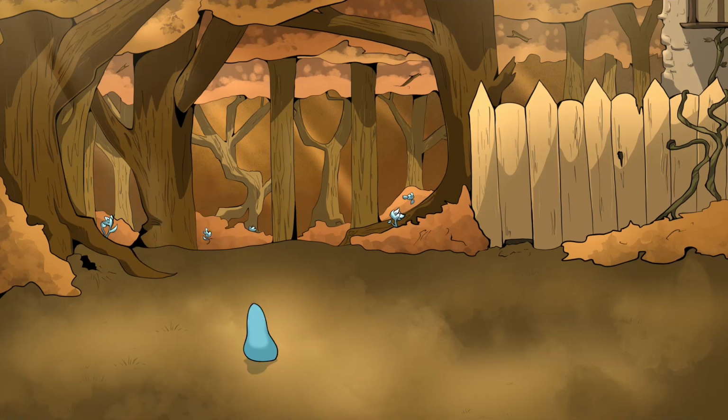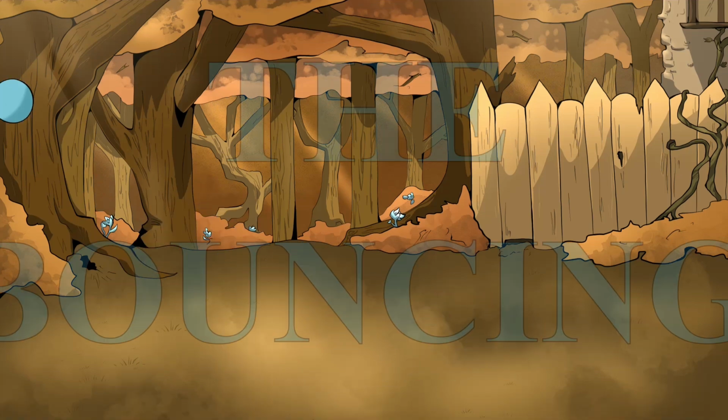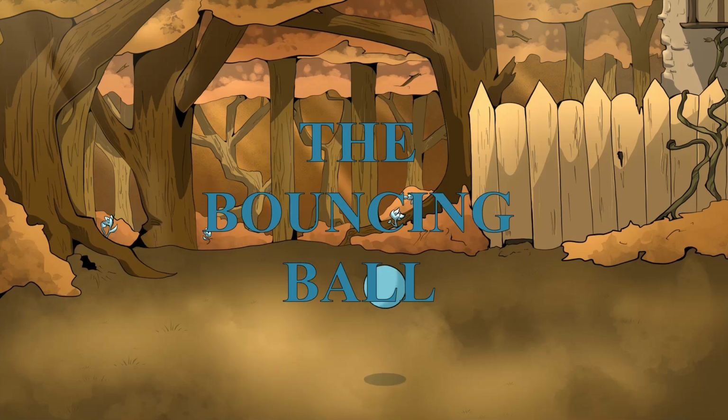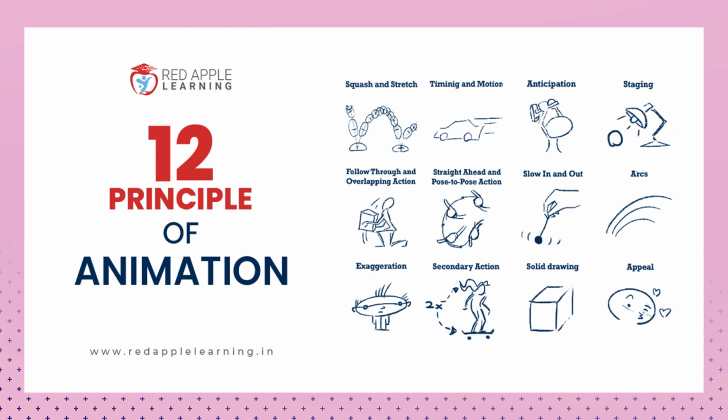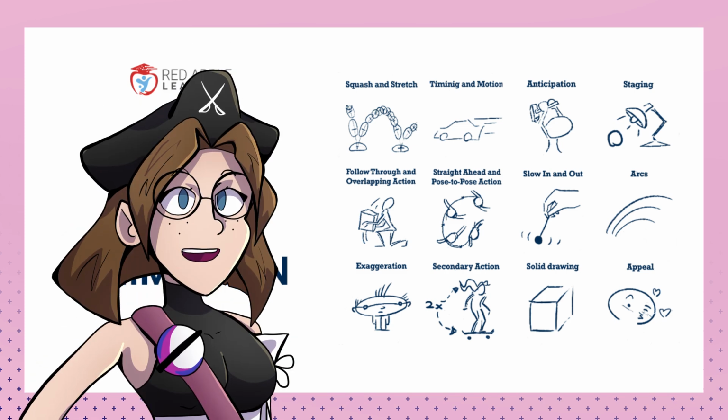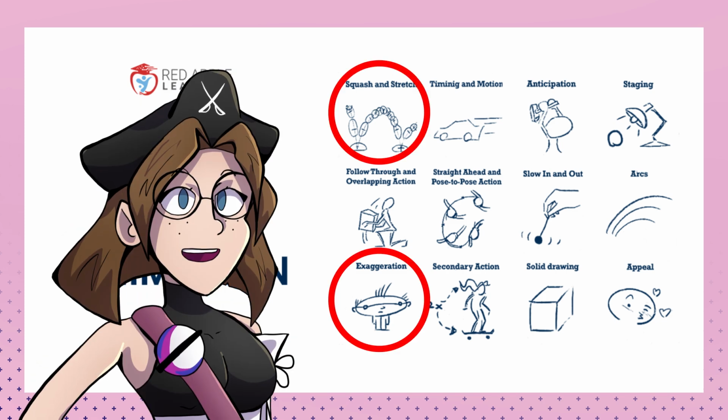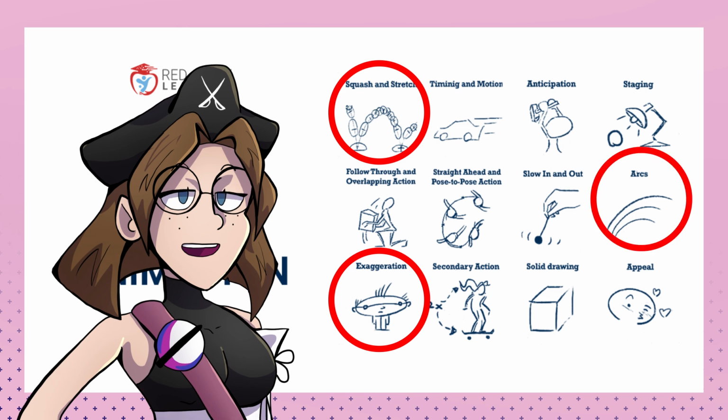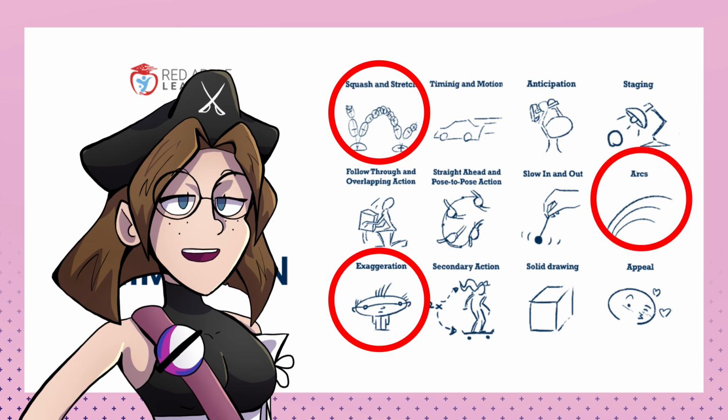The best animation to make when you're first starting out or testing a program is, you guessed it, the bouncing ball. This is because animating a simple bouncing ball uses a lot of the 12 principles of animation, which are 12 fundamentals for bringing life to your character and making a fluid animation. The basic ones we're going to cover in this tutorial are exaggeration, squash and stretch, and arcs. I'll explain these as we create our bouncing ball.